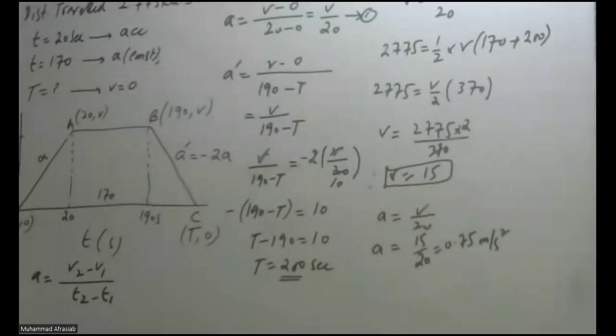In the previous question number 4, we calculated the value of v, which is equal to 15, and then acceleration is equal to v over t. That is, 15 is the speed, the time is 20, so acceleration is 0.75 meters per second squared. So now we will start the fifth question of this exercise.